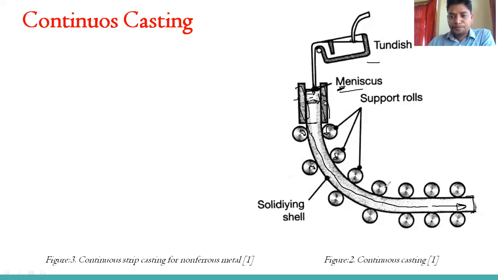And there is one more thing: these rolling mills are rotating, so there is no need to provide a specific mechanism to pull it out. The solidified shell is in contact with these rolls, and as the rolling mills rotate, it automatically moves forward in the direction where we need it for the further operation. There is no need for a separate mechanism to pull it. So this is also a type of strand casting.